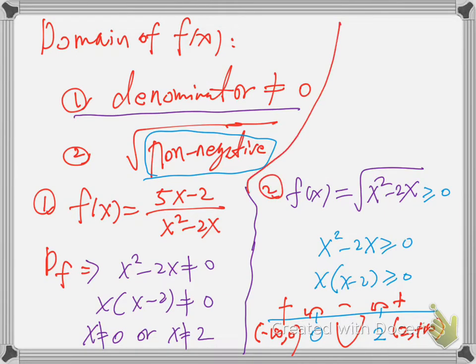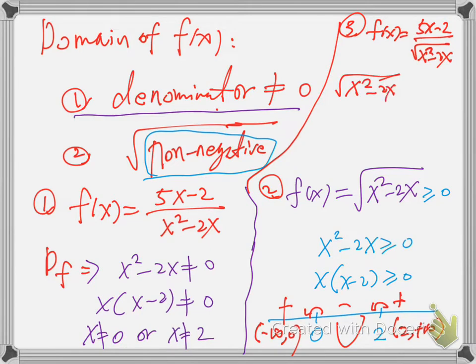Now the third case is a little bit complicated. If we put a radical in the denominator, suppose f of x is 5x minus 2 divided by the square root of x squared minus 2x. Then we need to check two conditions: the denominator is not 0, and we take the square root of a non-negative number. So you put them together. That means the radical of x squared minus 2x is not 0, and the radical of x squared minus 2x.